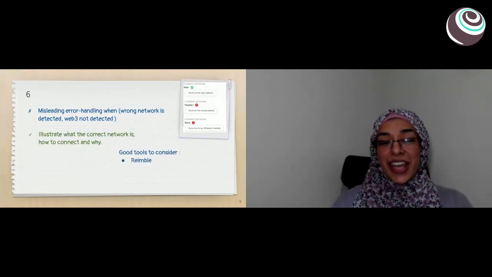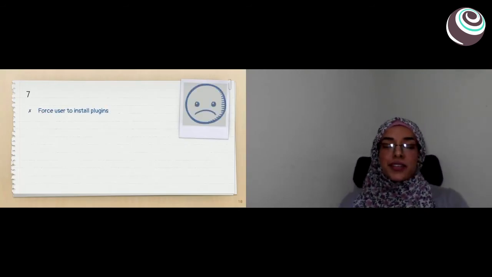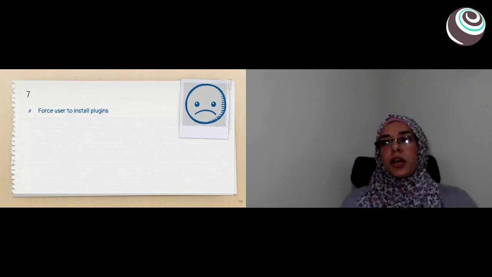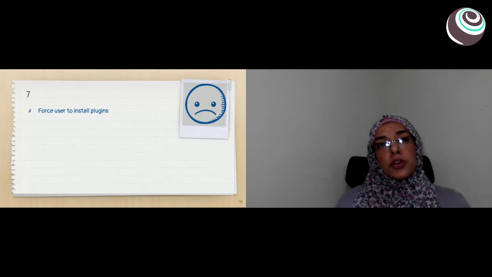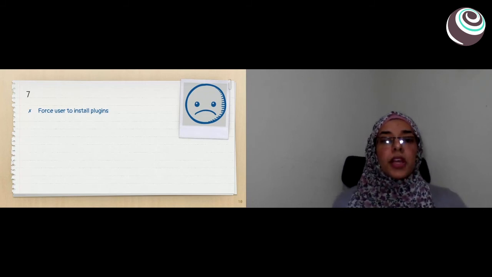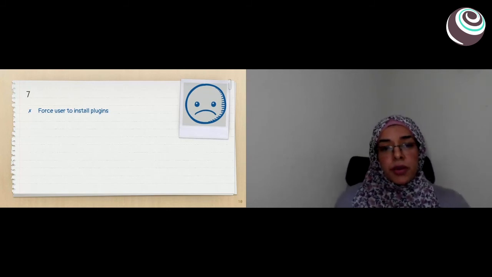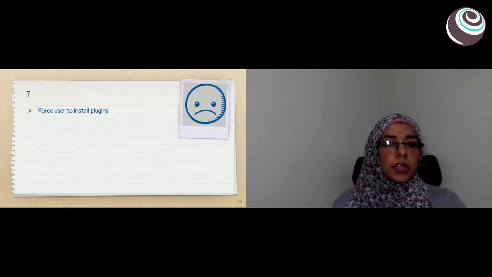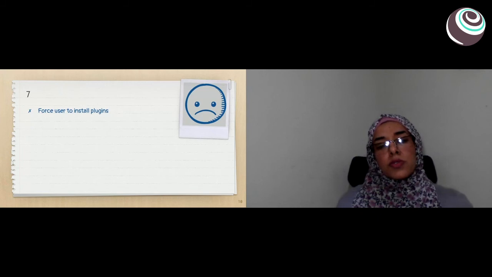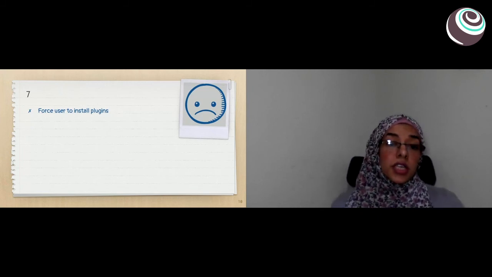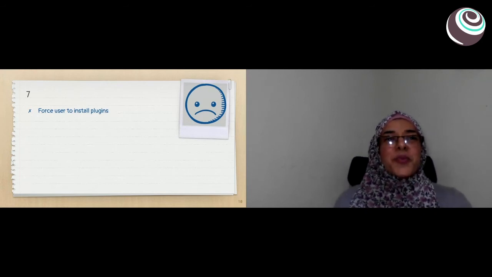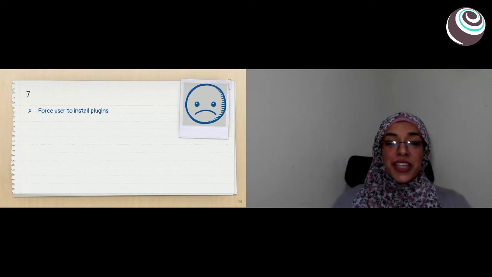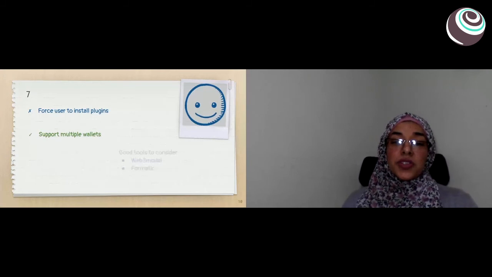For the next mistake, forcing users to install plugins. We have to handle two challenges here. If your end user doesn't want to use any plugin, and if your user already has a wallet but you are supporting another one, for example, if you are supporting only MetaMask and your end user has WalletConnect. So in order to use your service, your end user has to install MetaMask and import his key in MetaMask. But I don't guess he will do that. He will close your website. So you need to support multiple wallets. And a good tool here is Web3Modal, which will let you support multiple wallets.